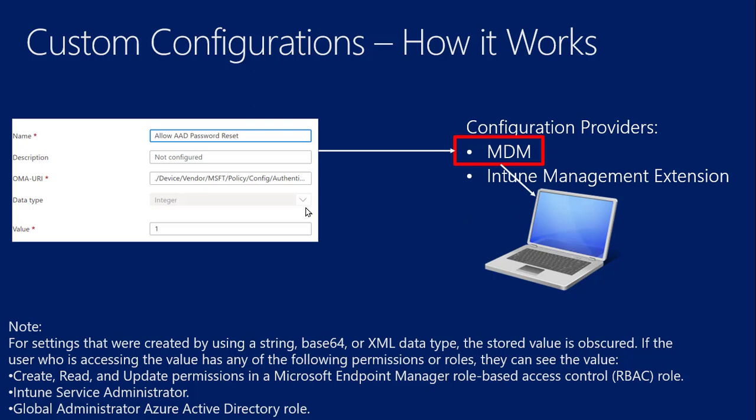Without seeing the slide, just a note: for settings that were created using something like a string or base64 XML data type, the stored value is obscured, and that's done for security. So if the user who's accessing the value has certain rights, they're going to be able to see that value. So just be aware of that. If there's sensitive information that you're trying to obscure in the UI, it will be visible to people that have the rights to see it. Okay, all right, so moving on.